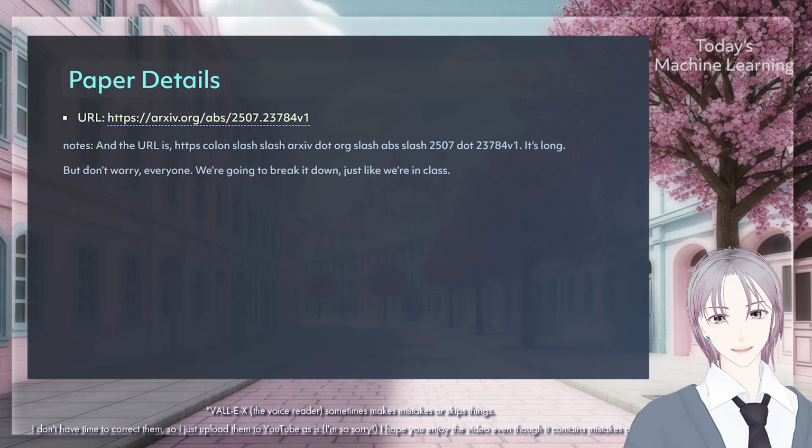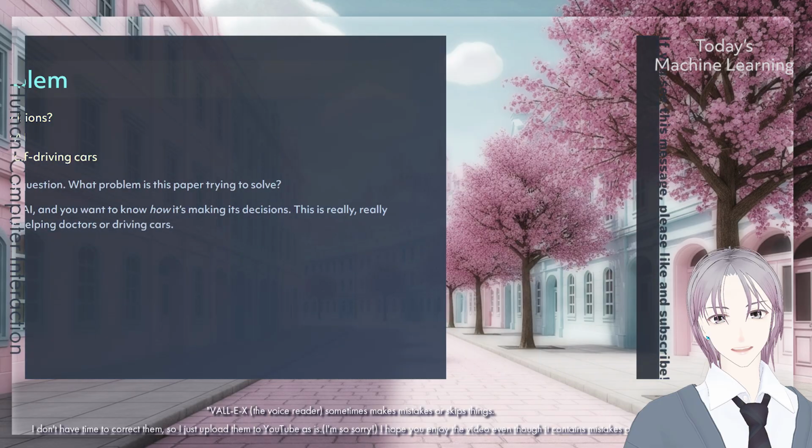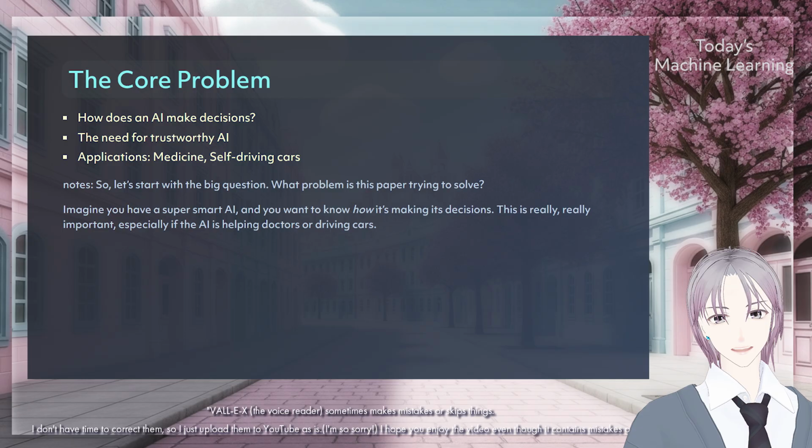And the URL is arxiv.org/abs/2507.23784. It's long, but don't worry, everyone. We're going to break it down, just like we're in class. So let's start with the big question. What problem is this paper trying to solve?